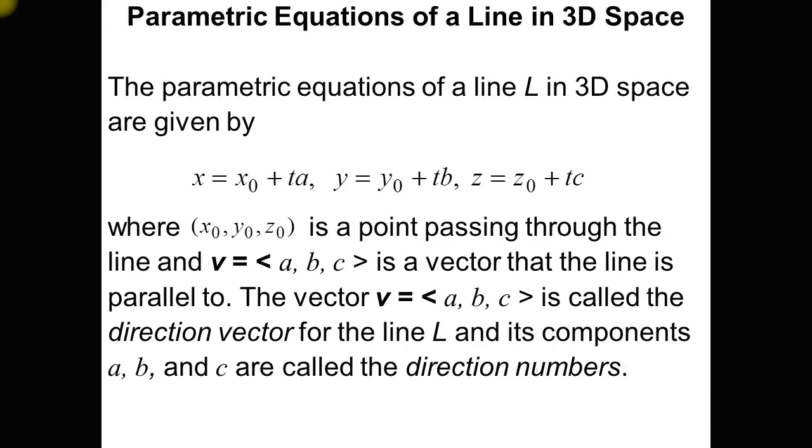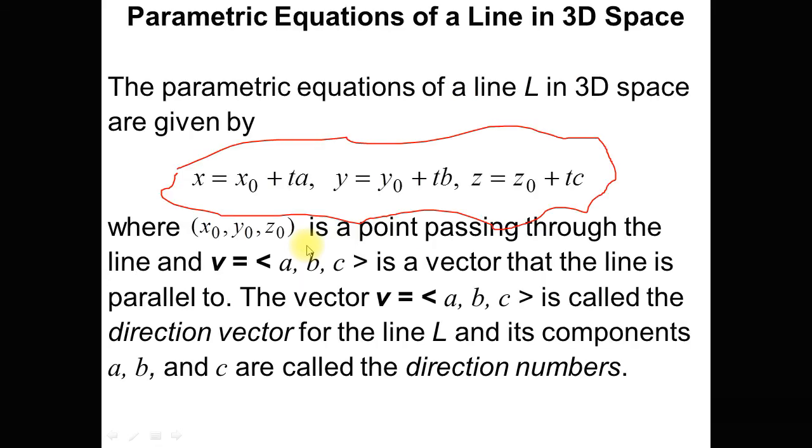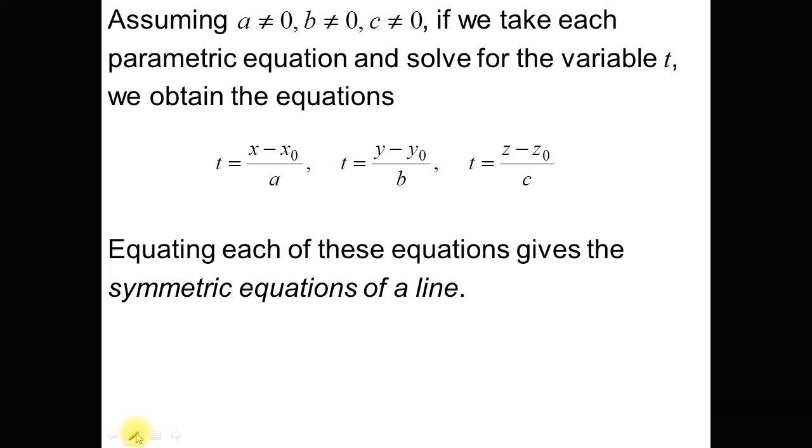is the equation of a line in parametric form. And how do we derive the equation of a line in parametric form? From this formula, which is the equation of a line in vector form, first write the right-hand side as a single vector, and then equate the components, and you will get the parametric equation of the line. Now solve these three equations for t, and you will obtain the equation of the line in symmetric form.